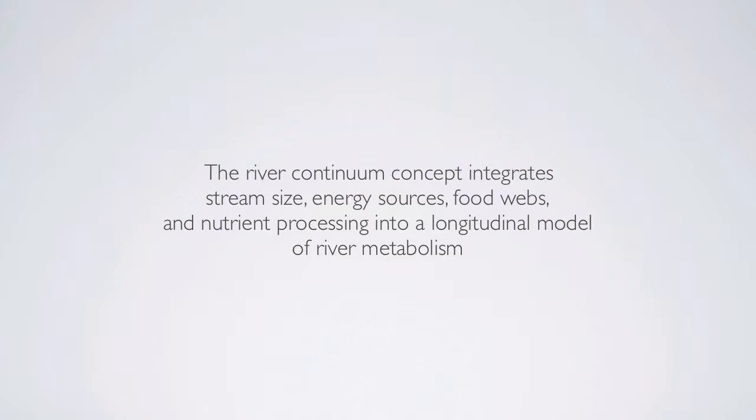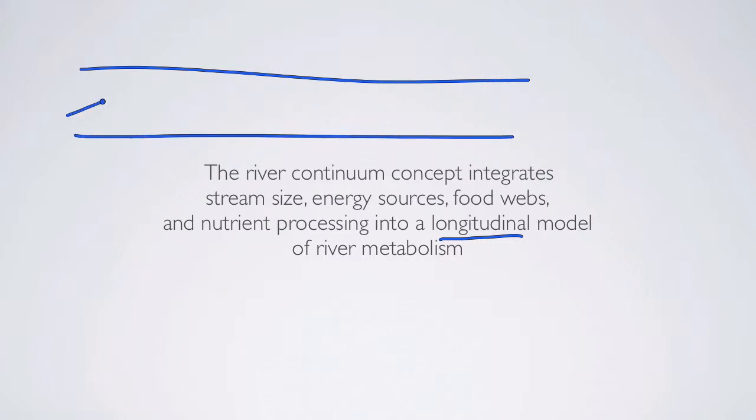One of the main concepts associated with carbon fluxes in streams is the river continuum concept. And it integrates a number of aspects about streams: the size of the stream, the sources of energy, food webs, and nutrient processing into a longitudinal model of river metabolism. And here, the word longitudinal is associated with the patterns that occur along the length of a stream.